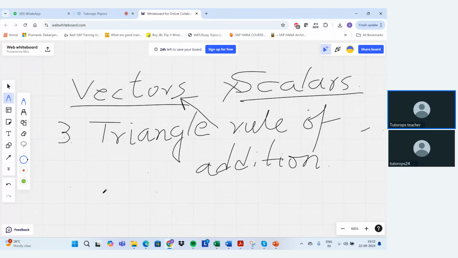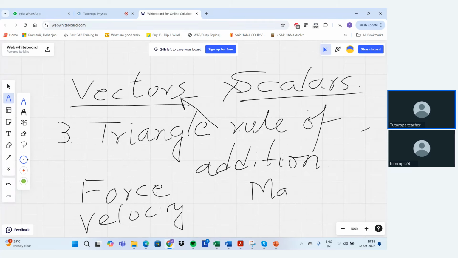A few of the common examples of vectors are, for example, force, or maybe velocity, whereas a few examples of scalars can be mass.